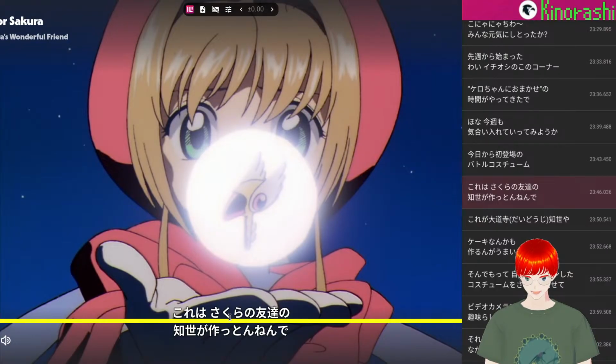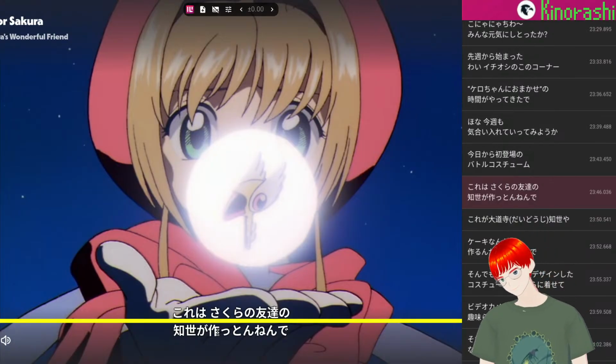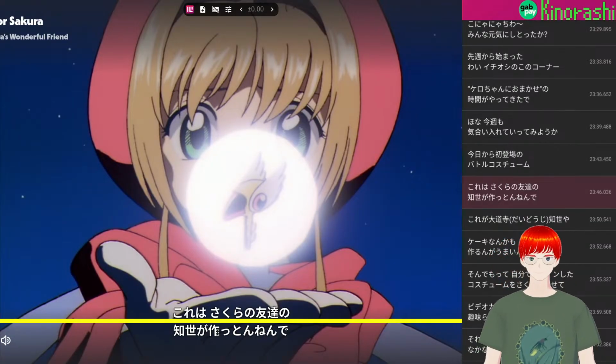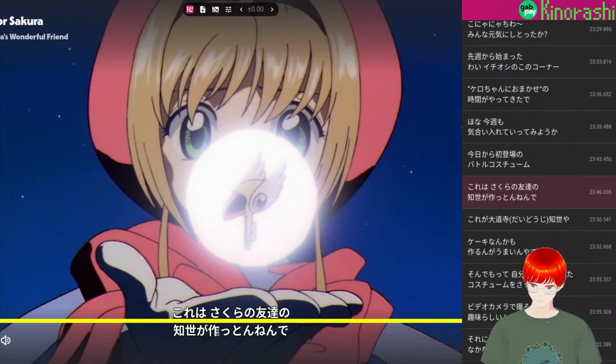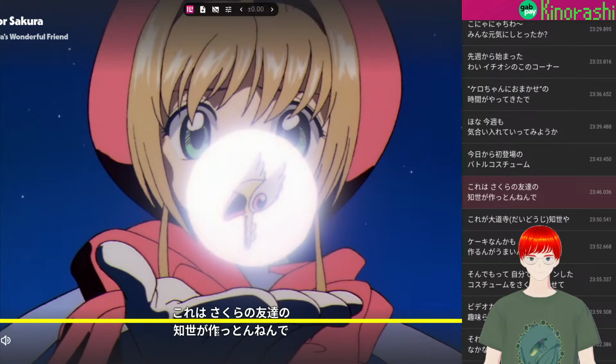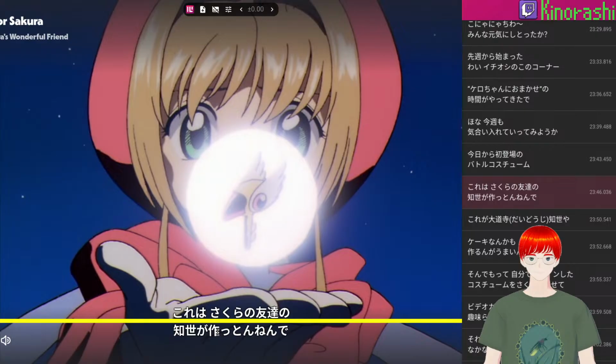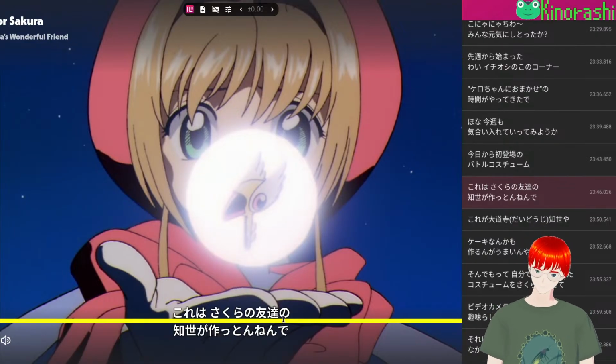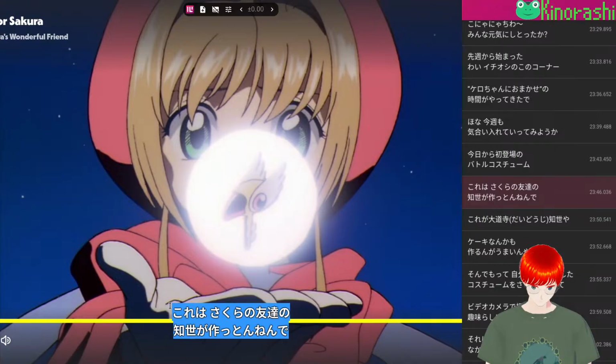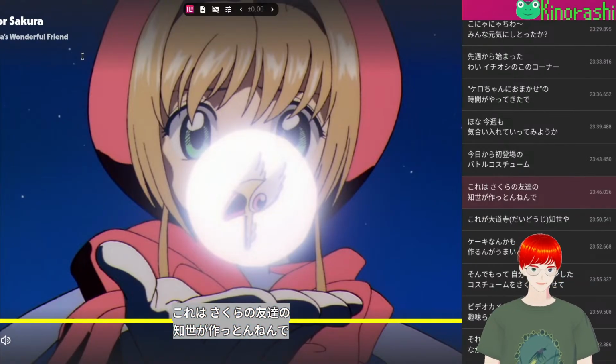So as for this, Sakura's friend Tomoyo, I believe this is supposed to be a scoote, or scoote. This is a Kansai thing again. Let's see.